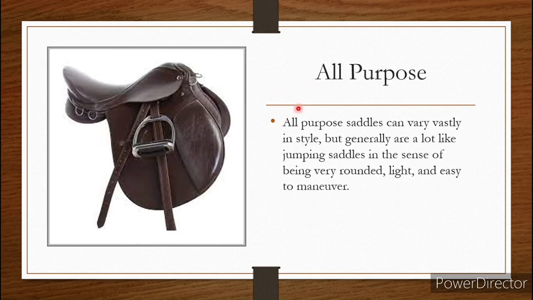Okay, all-purpose saddles. The all-purpose saddle can be vastly different in style from one another, but they generally look like jumping saddles, being that they're very light and they have very, very round saddle flaps. So this is like if you're going to do cross-country jumping and then do some dressage and then do whatever, so it's like whatever you want to do, this saddle can do it. Does that mean my saddle that I own is an all-purpose saddle? No, I have a circuit jumping saddle, but it looks a lot like this.